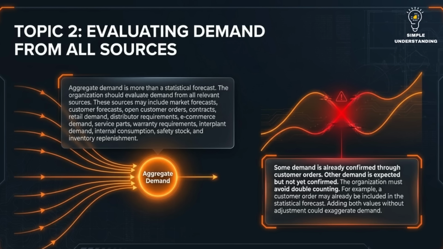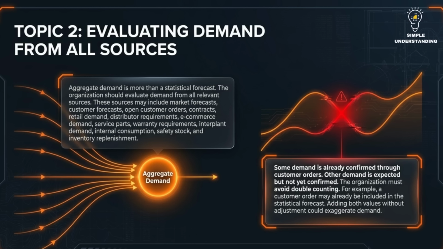Topic 2. Evaluating demand from all sources. Aggregate demand is more than a statistical forecast. The organization should evaluate demand from all relevant sources. These sources may include market forecasts, customer forecasts, open customer orders, contracts, retail demand, distributor requirements, e-commerce demand, service parts, warranty requirements, interplant demand, internal consumption, safety stock, and inventory replenishment.